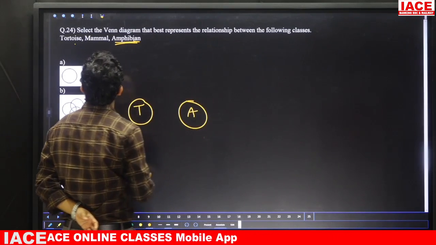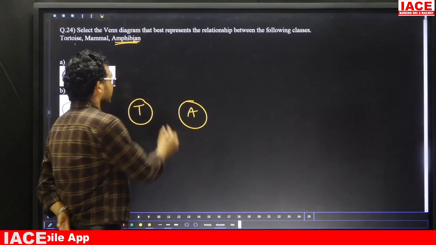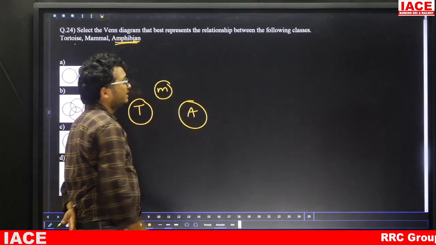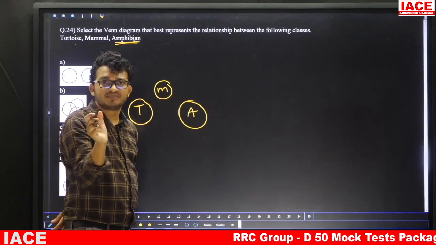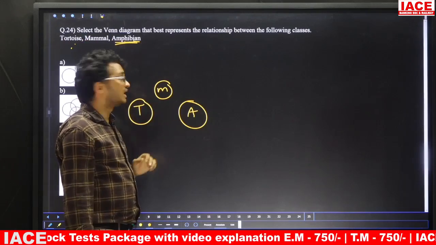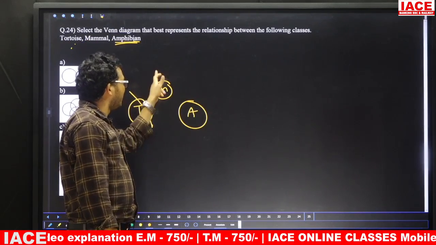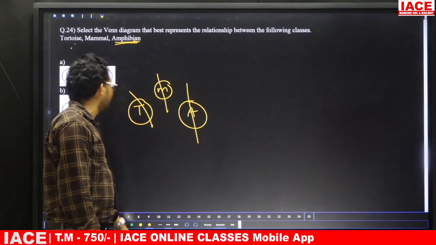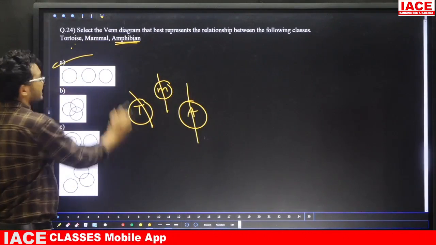At the same time, mammal is also different, and mammal generally means those that give us milk. So tortoise will not give amphibian, meaning frogs, no chance. That means tortoise is different, mammal is different and amphibian is different. Both are different categories. Answer is option A.